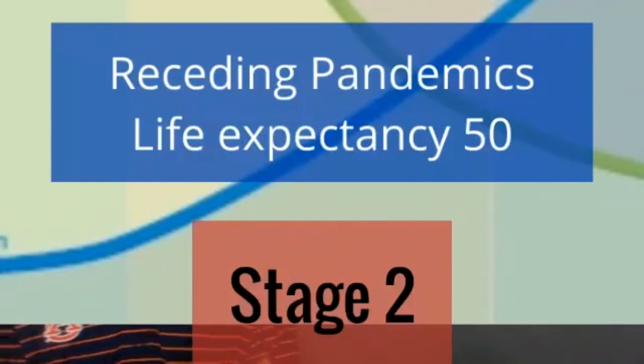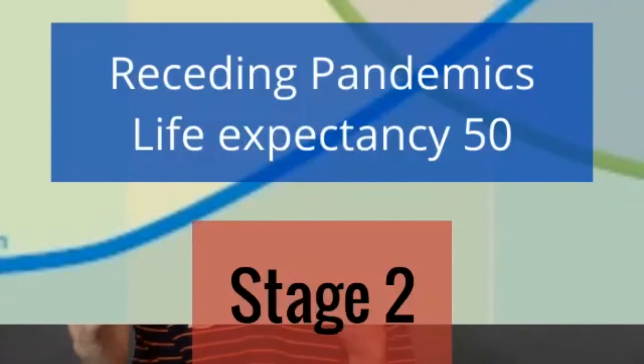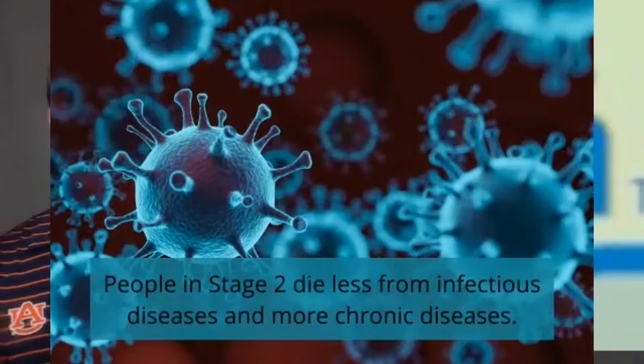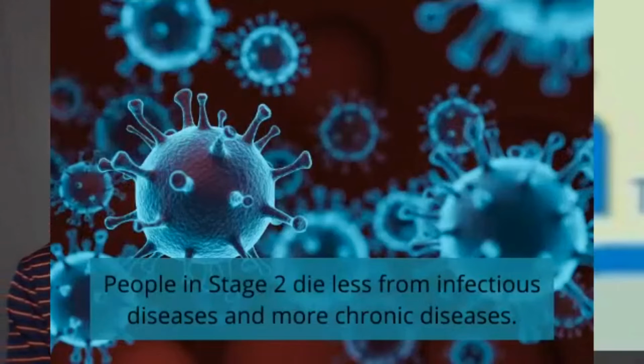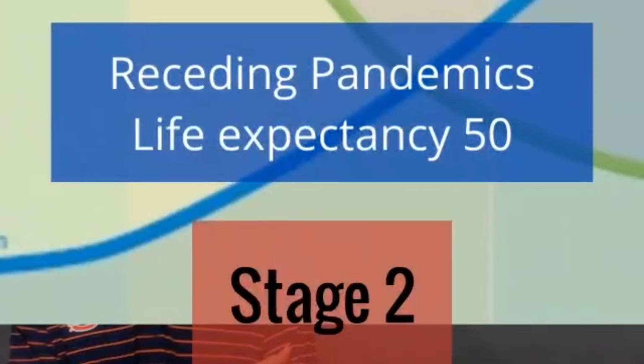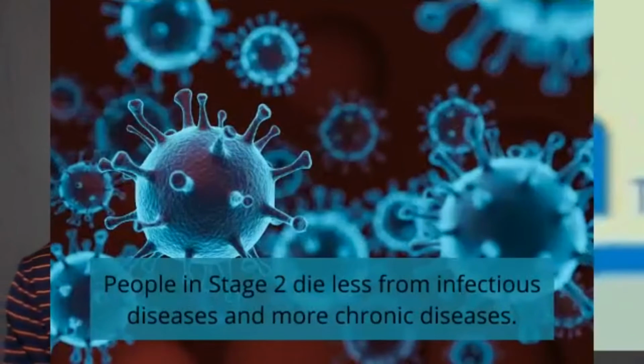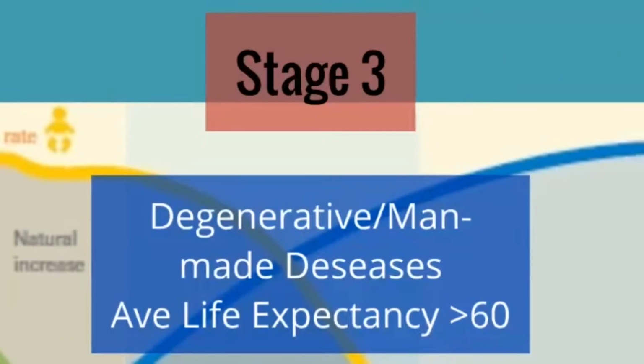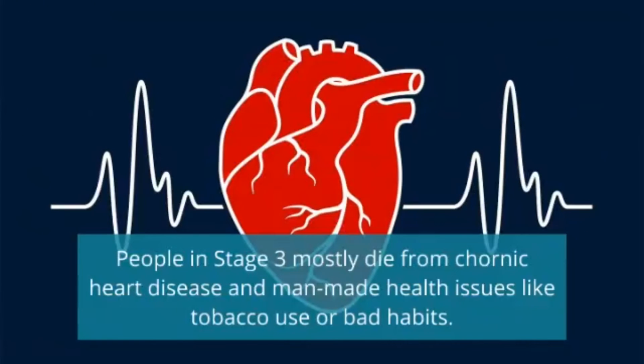In stage 2, we see receding pandemics, so less of those infectious diseases that are easily preventable. And we see a lot of people starting to have things like chronic diseases at a young age, like heart attacks, different things like that. And the average life expectancy during that time is about 50, so maybe a little bit more than 50. So we see people getting chronic diseases that will be delayed as we get into stage 3. Stage 3 is when you have degenerative or man-made diseases. So that's like things like obesity from high caloric diets. The average life expectancy approaches 60 or a little bit above.